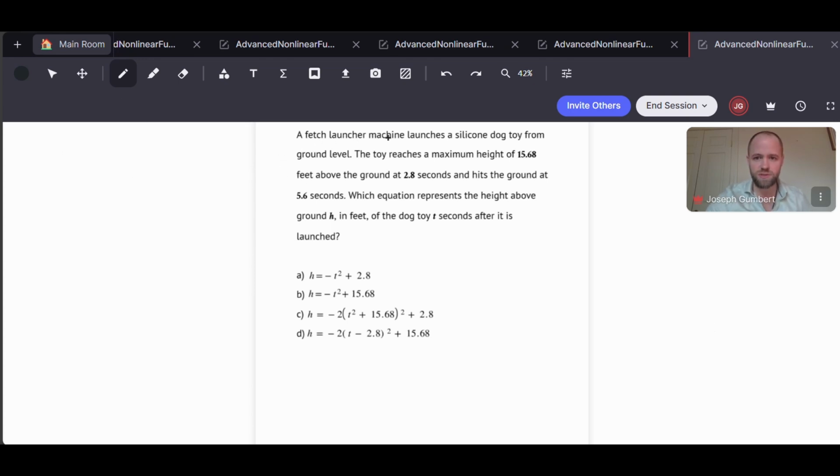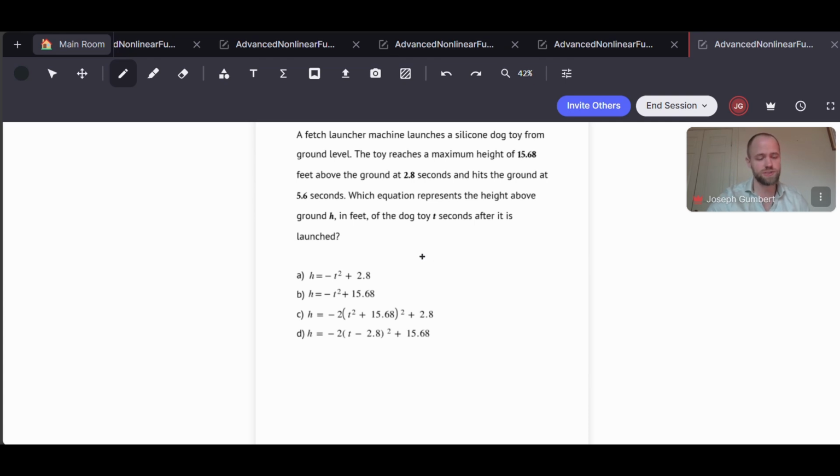It says a fetch launcher machine launches a silicon dog toy from ground level. The toy reaches a maximum height of 15.68 feet above the ground at 2.8 seconds and hits the ground at 5.6 seconds. Which equation represents the height above ground h in feet of the dog toy t seconds after its launch? So there's really two main ways that we could solve this.